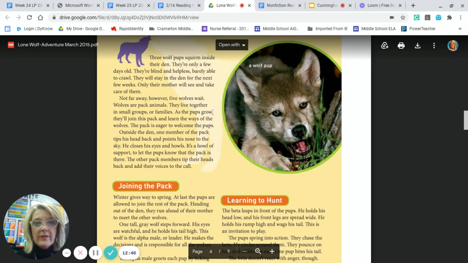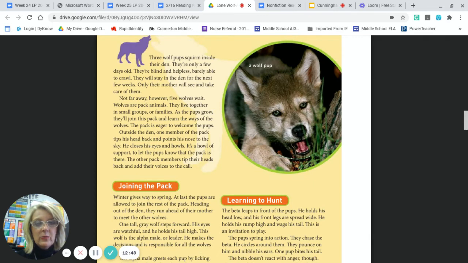Not far away, however, 5 wolves wait. Wolves are pack animals. They live together in small groups or families. As the pups grow, they'll join this pack and learn the ways of the wolves. The pack is eager to welcome the pups. Outside the den, one member of the pack tips his head back and he points his nose to the sky. He closes his eyes and he howls. It's a howl of support to let the pups know that the pack is there. The other pack members tip their heads back and they add their voices to the call.